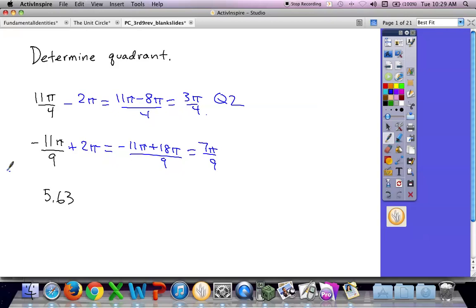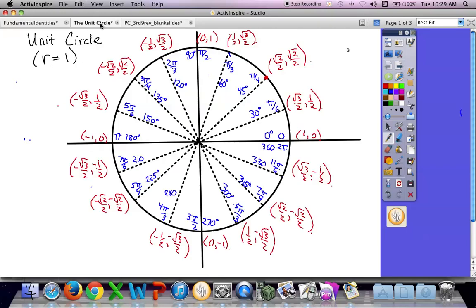Just compare it with the places you know. I mean, is it more than pi over 2? Is it more than pi? It's 7 pi over 9, right? So 7 over 9 means it's a little bit less than pi, but it's more than pi over 2. So it's in the second quadrant.